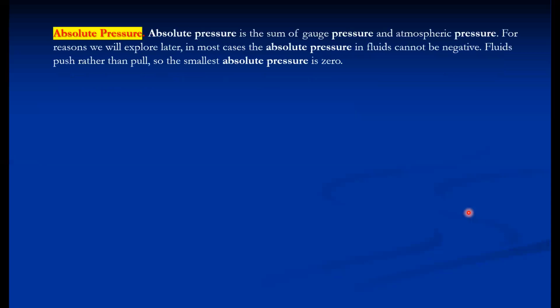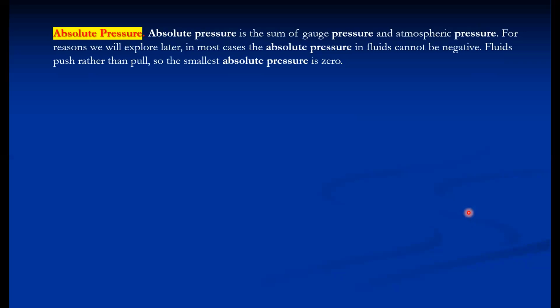The other terminology is absolute pressure. Absolute pressure is the sum of the gauge pressure and atmospheric pressure. For reasons we will explore later, in most cases absolute pressure in fluids cannot be negative because fluids push rather than pull. So the smallest absolute pressure is 0. Absolute pressure cannot be negative, and generally the lowest is 0. So 0 absolute pressure means that there are no fluid molecules present.